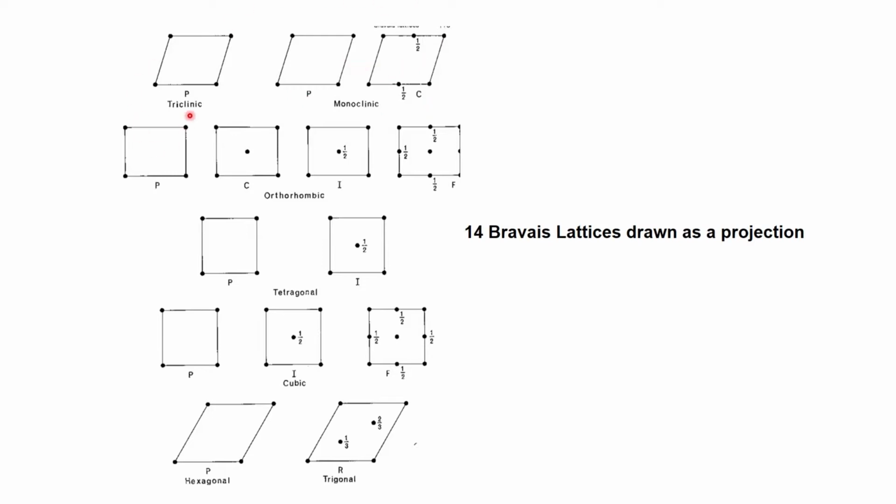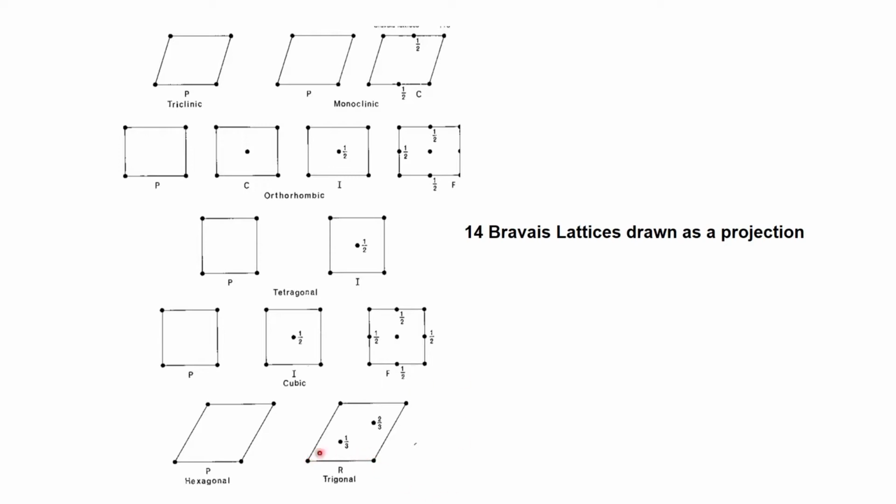So triclinic has one Bravais lattice, monoclinic has 2 Bravais lattices. Orthorhombic will have 4 Bravais lattices represented in 2 dimensions here. Tetragonal has 2, cubic has 3, hexagonal has 1, and this is a very special case, as I mentioned, when A equals B equals C, and alpha, beta, gamma are the same value, then we have what is known as a trigonal system.